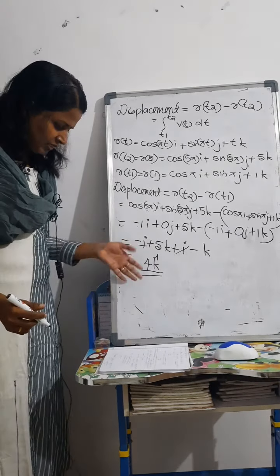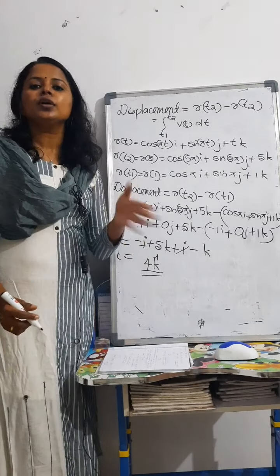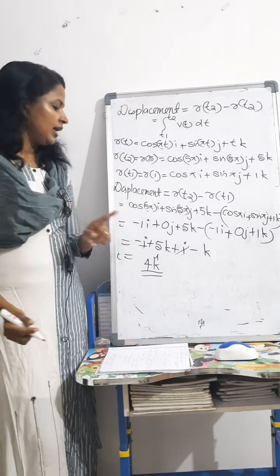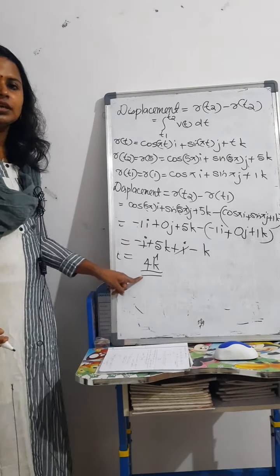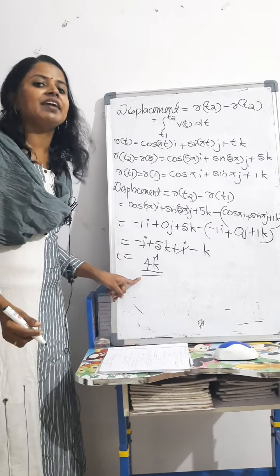Here displacement is equal to 4k. So the distance is 4 into root of pi square plus 1, and the displacement is 4 into vector k.